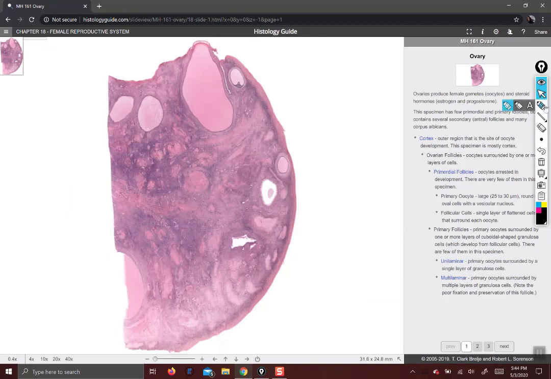So I like a couple things about this slide. One, it's literally showing what ovulation looks like. The other is that it has several corpora lutea. So corpus luteum is the scar on the ovary that's left over after ovulation occurs. So let's look at ovulation first.